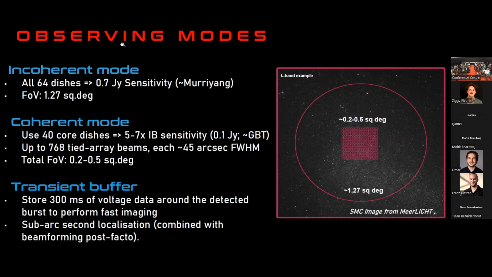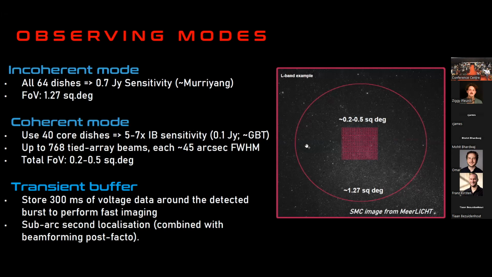So we operate in 2 distinct observing modes at the same time. We form an incoherent beam using all 64 dishes added together incoherently, which gives you a sensitivity around the same as the MeerKAT telescope and a field of view of 1.27 square degrees. And then we also use only the 40 core dishes to create up to 768 tied-array beams, each of which is about 45 arcseconds wide, with a sensitivity comparable to the Greenbank telescope. So we tile those throughout the incoherent beam to create a total field of view of 0.2 to 0.5 square degrees, depending on how you arrange the beams.